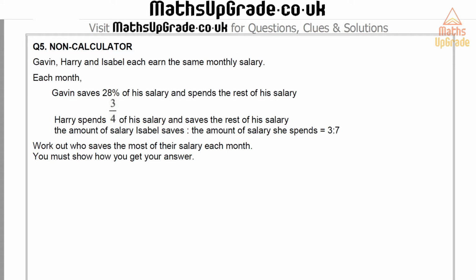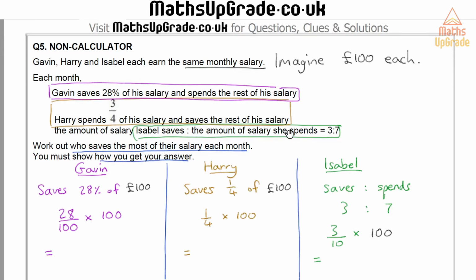So this question is worth 4 marks. Since I've got 3 different people and in essence 3 different calculations, I'm going to split my work into 3 different columns: one for Gavin, one for Harry, one for Isabel. Gavin's information I've outlined here in purple, Harry's in brown, and Isabel's in green.